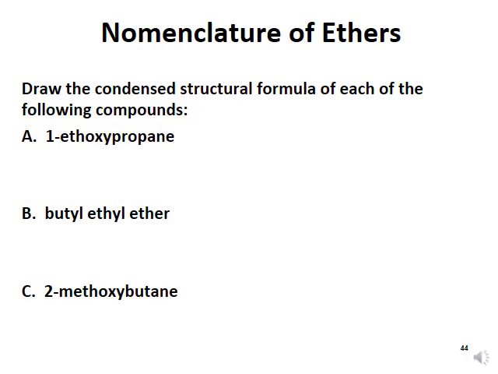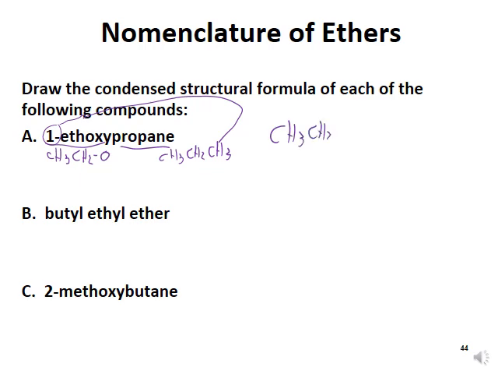All right, so condensed structural formula from the name. 1-ethoxy looks like this, CH3, CH2O, and propane looks like this, CH3, CH2, CH3. The 1 says it attaches on the end. So how would you attach that on the end? CH3, CH2, CH2O, CH3, CH2, CH3. Carbon 1.